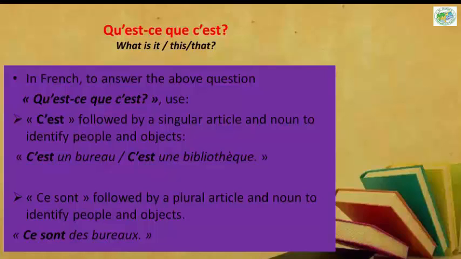Now you're presenting, you identify people and objects using c'est un for le masculin, c'est une pour le féminin. And pour le pluriel, d'habitude, we use ce sont followed by a plural article and noun. Like when you say ce sont des bureaux, ce sont des garçons, ce sont des filles. So you can use ce sont des pour les choses et les personnes aussi.